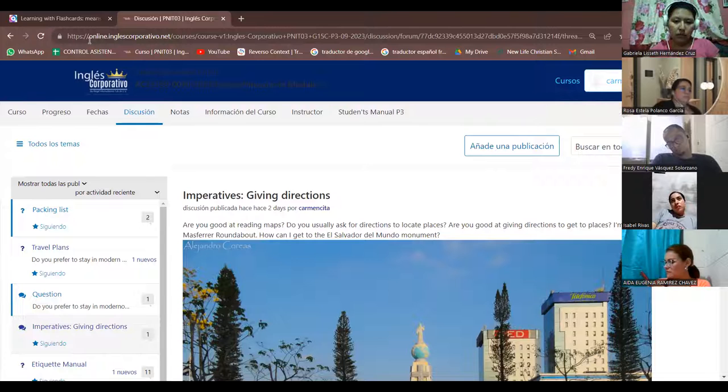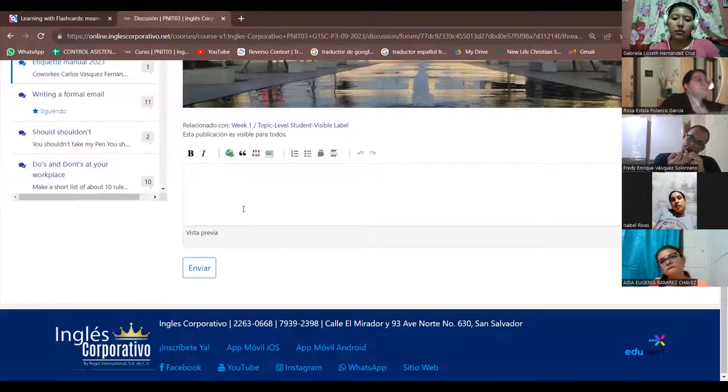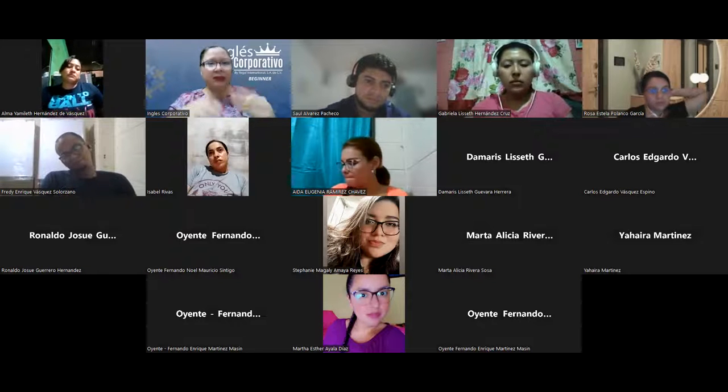So this is what we are going to do. We are going to the breakout rooms and you think about how to give directions. Remember, go straight, turn left, turn right, go on for two blocks. You are going to reply with your answers. I am not good at reading maps, for example, or I am really good at reading maps. It depends on your own information. So let's go, everybody, to the breakout rooms. Please comment about this.